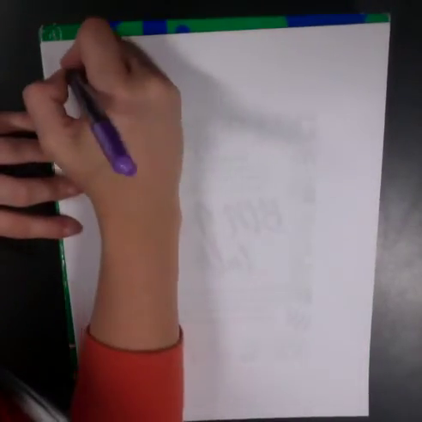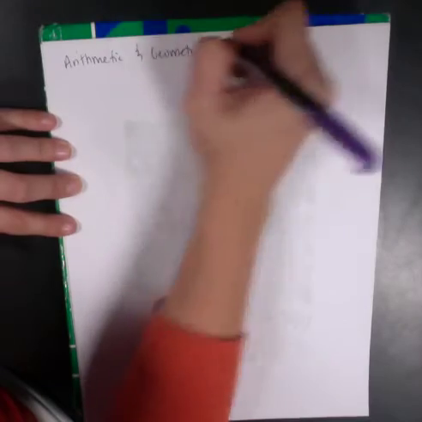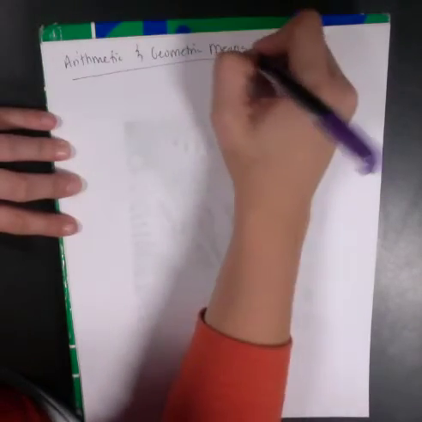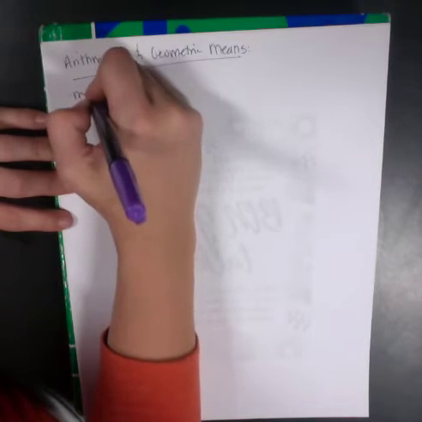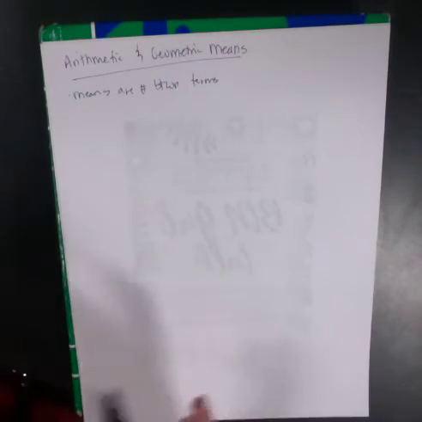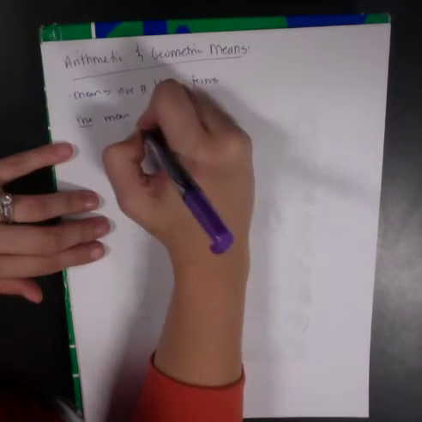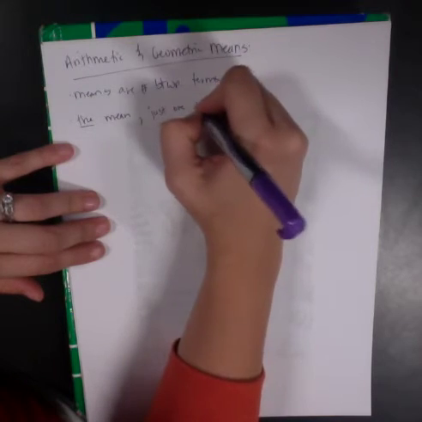Okay, arithmetic and geometric means. Okay, the means, as we know, are numbers between terms. Right? If we say find two geometric means between A1 and A4, the means are the numbers in between our terms. If we say the mean, then that's just one number. Find the mean between A1 and A3, that's just one number.